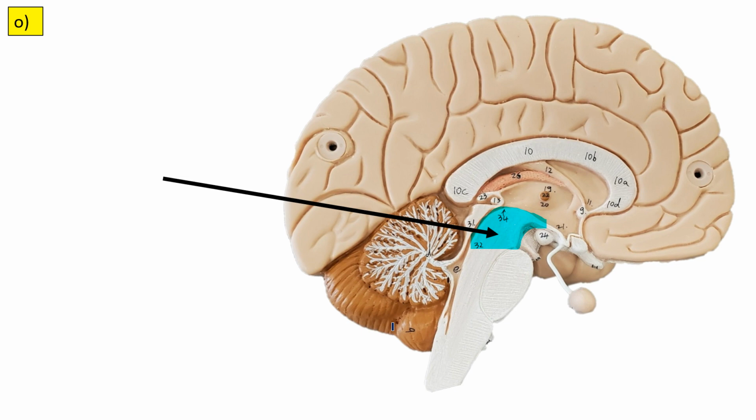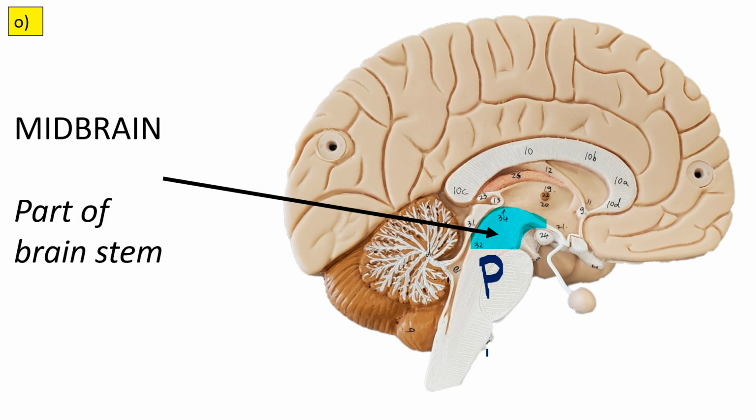Letter O. Again, remember, this is part of your brain stem, so your pons is your landmark there. And if we're above the pons, then that's called the midbrain. The midbrain. Again, it doesn't have much of a shape to it.